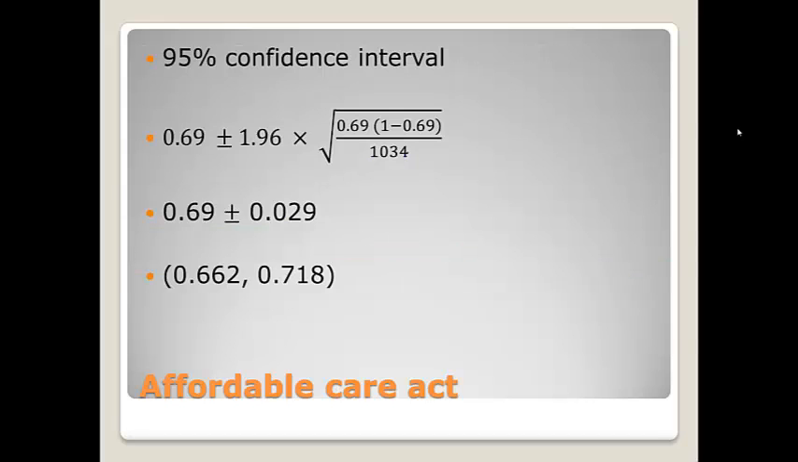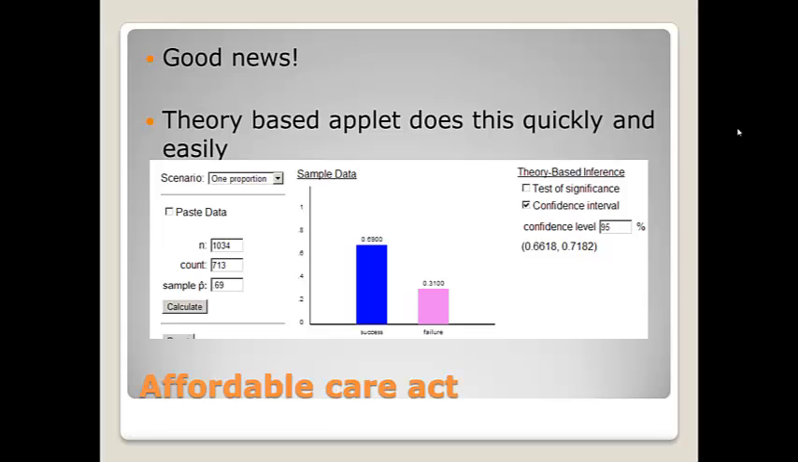So if we wanted to find a 95% confidence interval, we could use this formula. The statistic, 69% of people in the sample say that they are not affected by the Affordable Care Act, plus or minus our multiplier, 1.96, times the standard error, and that's the equation for the standard error. That gives us a confidence interval of 66.2% to 71.8%.